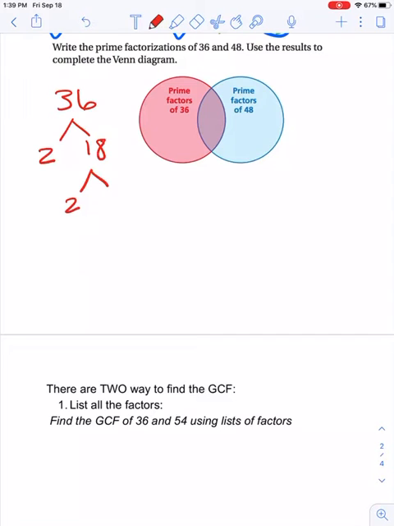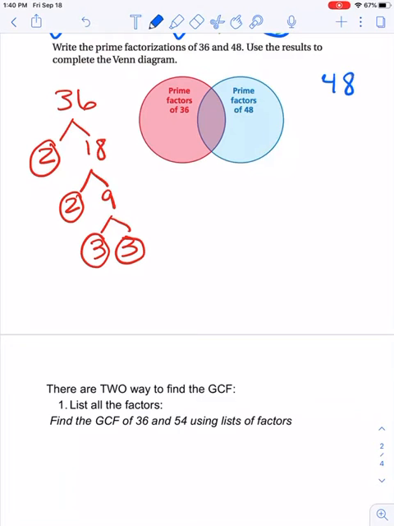18 I know is also divisible by 2, so I can do that again. 2 times 9 is 18. 9 is not a prime number because 3 times 3 equals 9. All of these numbers that are left, 2, 2, 3, and 3, are all prime numbers. Those are the prime factors of 36.